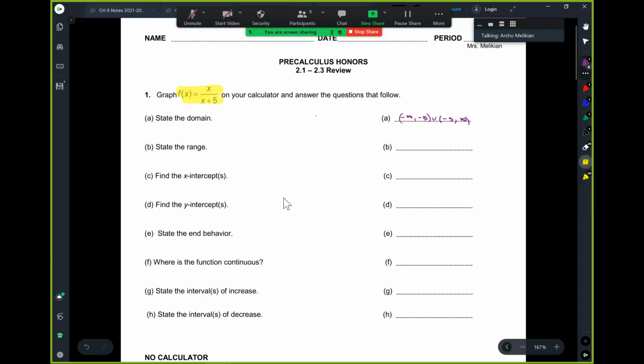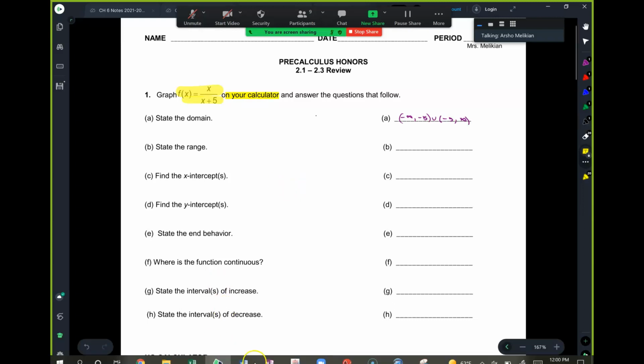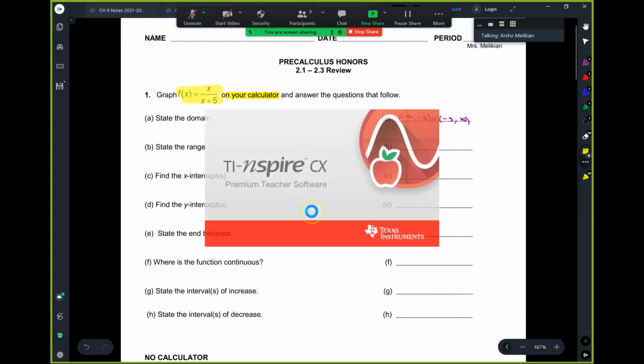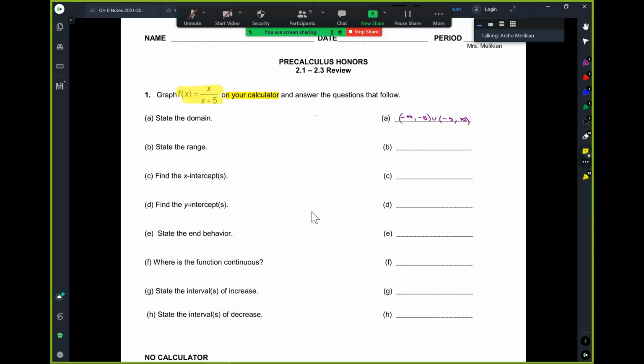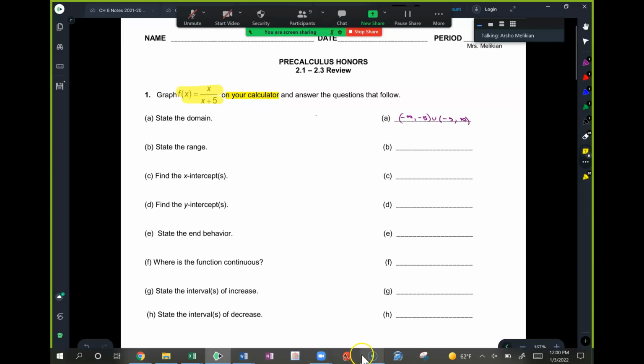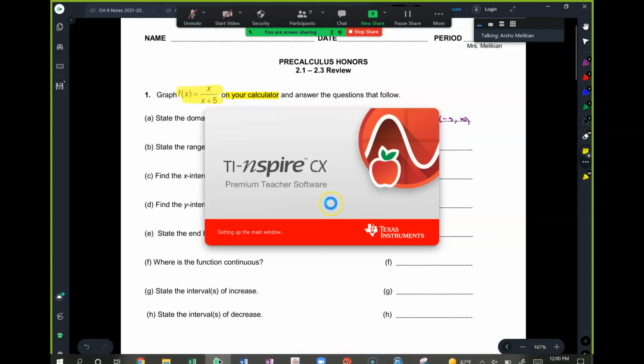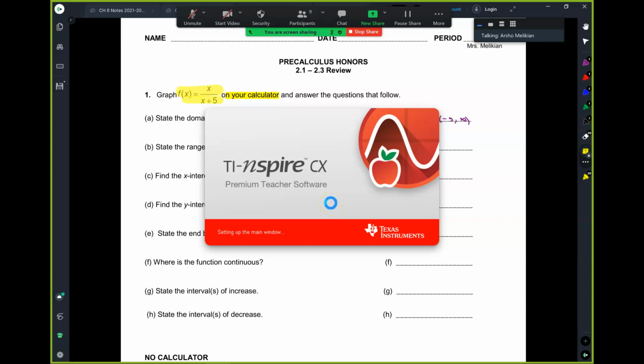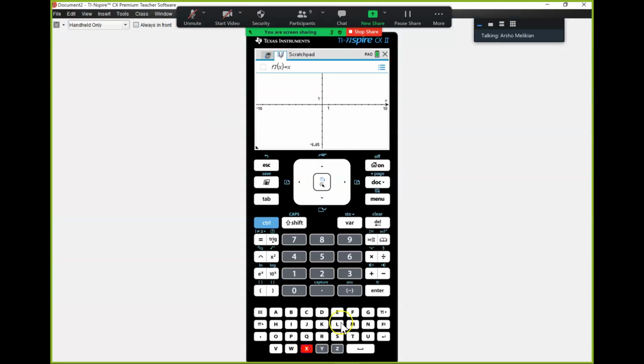For the range, it says here that you can graph this on your calculator and answer the questions, right? So why don't we go ahead and do that? Let's put it on the calculator, and we already know what this is going to look like. This is one of these reciprocal functions. So here, x over x plus 5. There, okay?